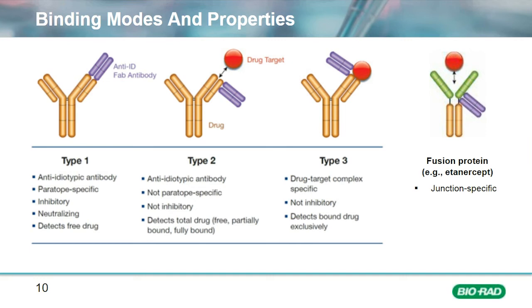So the challenge here was to generate antibodies to a unique feature on this particular drug, and that unique feature is the junction between the receptor and the Fc domain. And I'll just briefly describe the process we did to generate this. So we screened our library on etanercept, and we simultaneously blocked with soluble TNF-alpha receptor and human Fc, so that we only got antibodies that recognize that junction, which is unique to the drug.